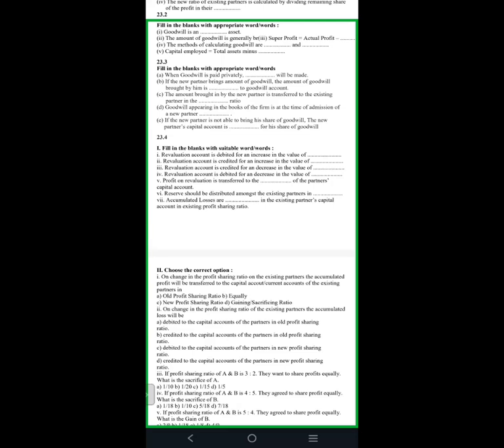Goodwill appearing in the books of the firm is debited at the time of admission of a new partner. If the new partner is not able to bring his share of goodwill, the new partner's capital account is debited for his share of goodwill.